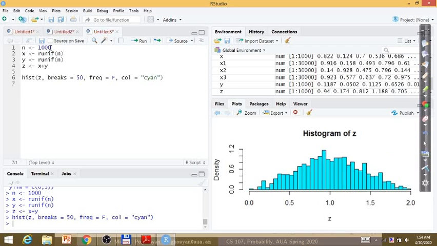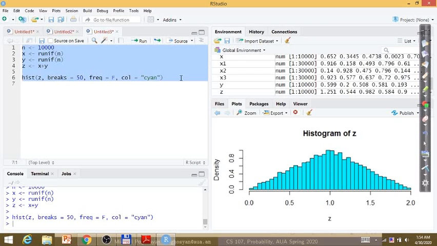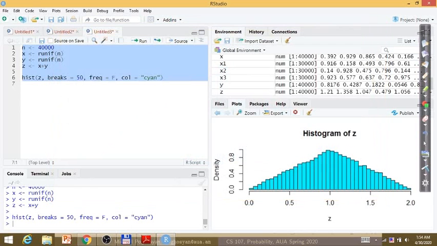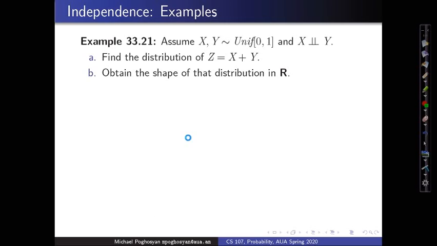Okay, so let me increase this number, 10,000, run everything, or maybe 50,000, 40,000. You can see that we are obtaining that triangular shape for our distribution. You can try to add that theoretical PDF to see that this is fitting pretty well. Okay, this much for this problem. Let's go back to our lecture.